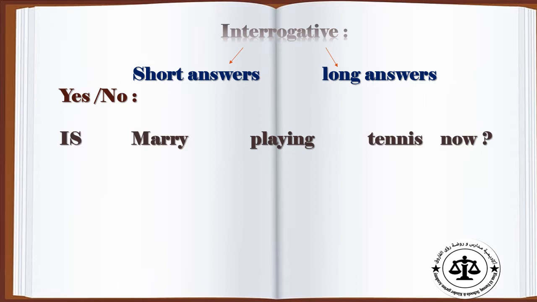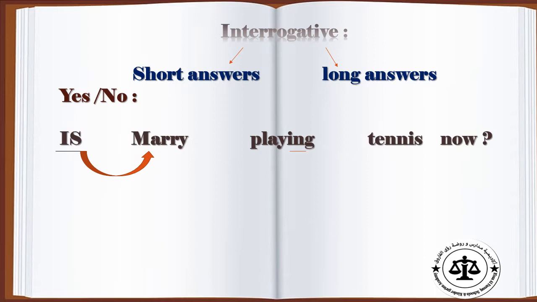Now let's think. How can we recognize if it is a question? Excellent, because we start by using the helping verb. Let's remember the helping verbs in continuous tense. Great, they are is, are, and am. Here we have is. Okay, why do we put is here? Because we have Mary, and Mary is a singular noun. So we have to put is, the helping verb, and Mary.